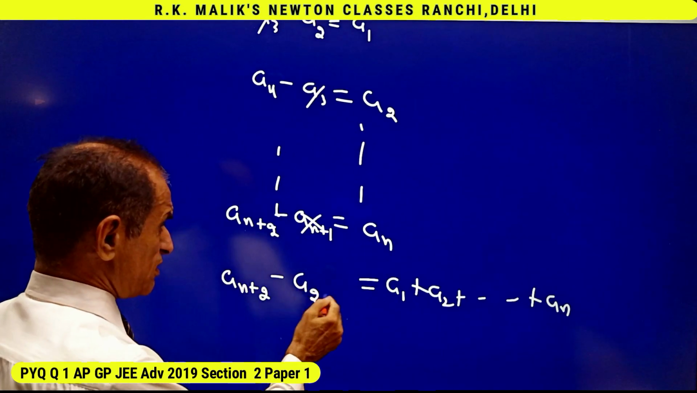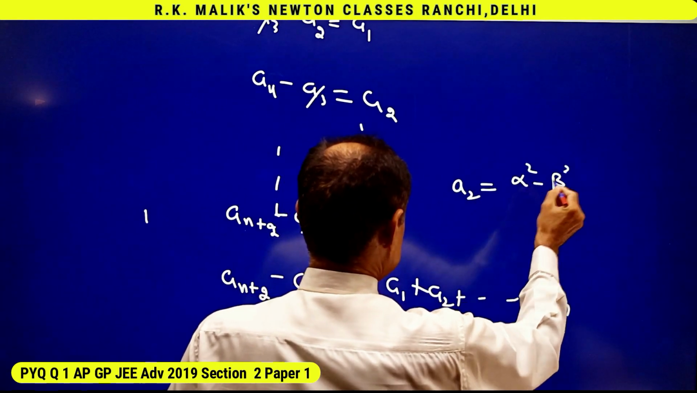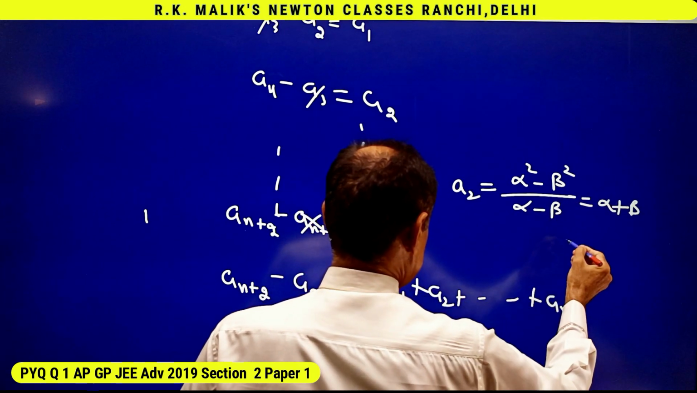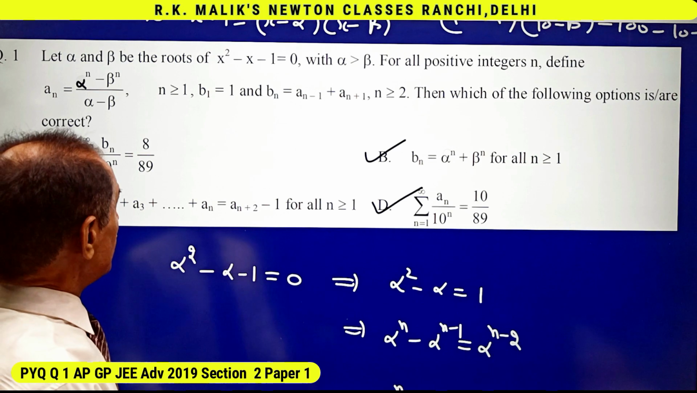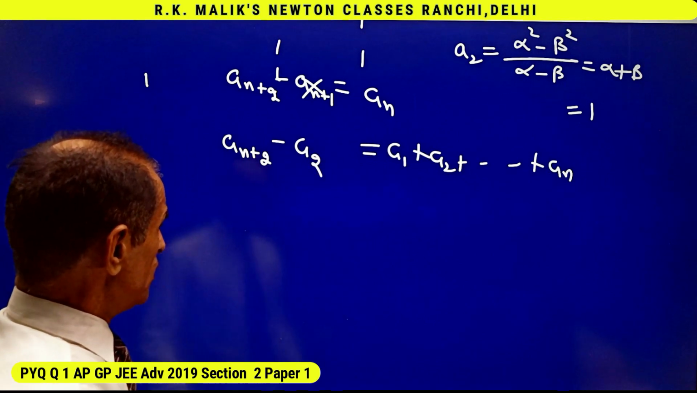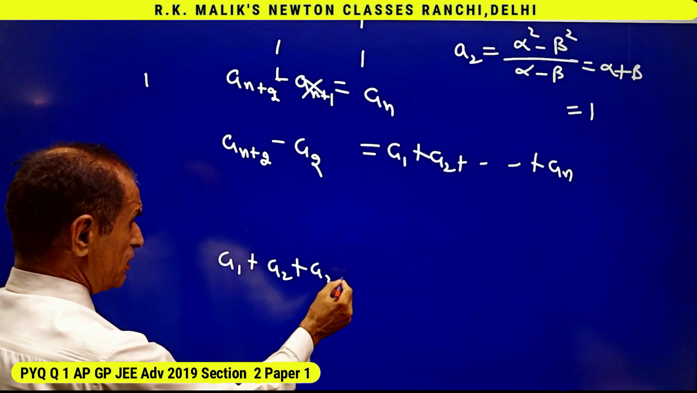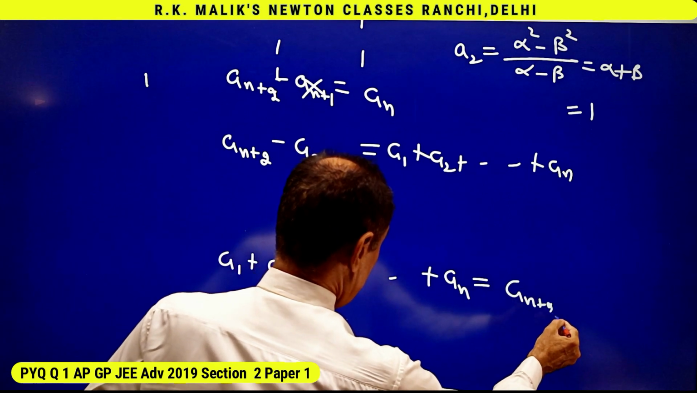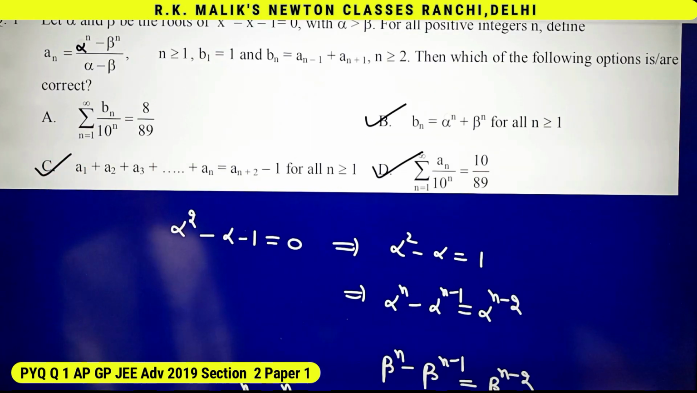And now, it is clear that a2 is equal to alpha square minus beta square upon alpha minus beta, that is alpha plus beta, and the value of alpha plus beta is 1, because alpha and beta are the roots of this. And putting this value of a2 here, I get the answer a1 plus a2 plus a3 up to an is a n plus 2 minus 1. Hence, I can say C is also a correct choice.